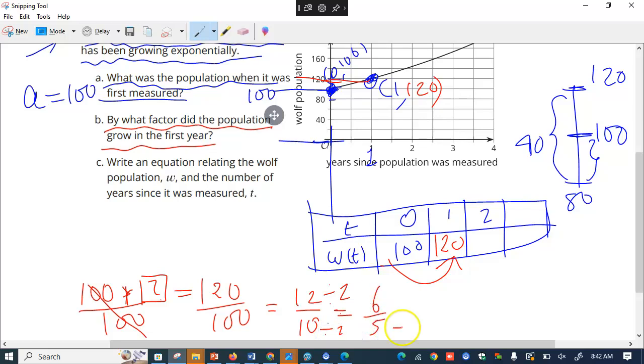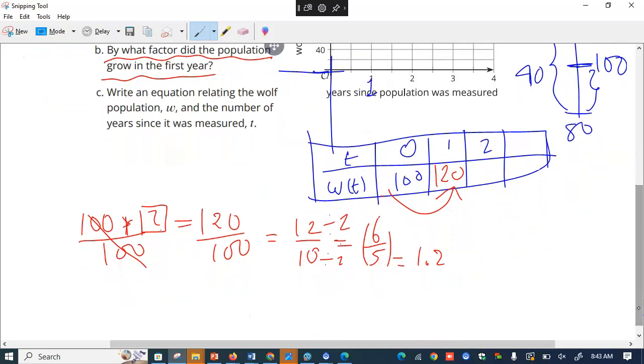This is a fraction, but you can also write it as 1.2. If you do simple maths, 6 divided by 5, 5 goes 1 is 5, and you get 10, and you put a decimal, and you get 1.2. It means the growth factor, that is B, is 1.2. Each time you multiply by 1.2 and you get the next one.